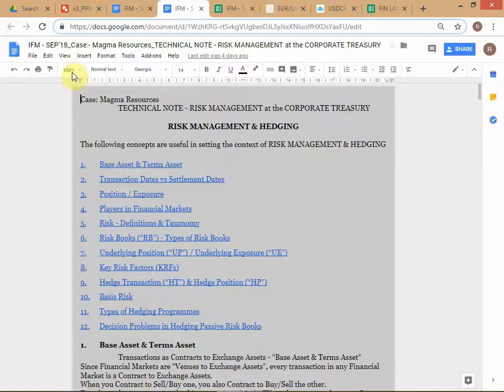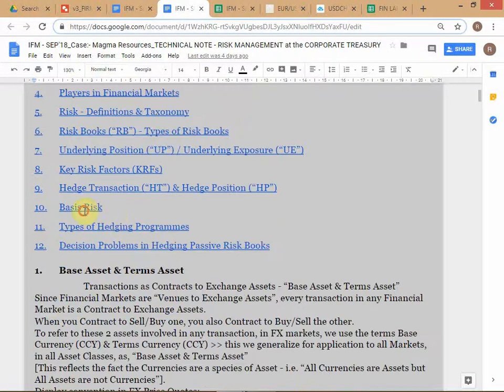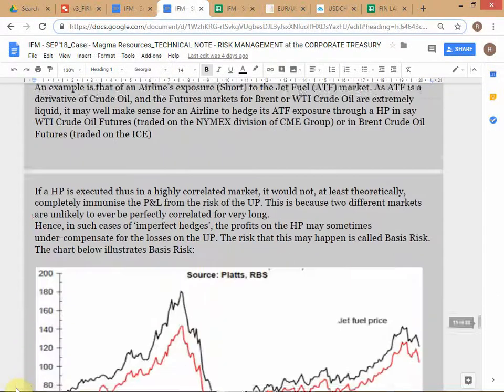Okay guys, let's get back to the technical notes. Where we left off yesterday, we went all the way to the section on basis risk. We started our discussion of outright position versus spread positions, and to do that we went into the section on basis risk. Is everyone clear about these two ideas, outright versus spread? Okay, let's go down.